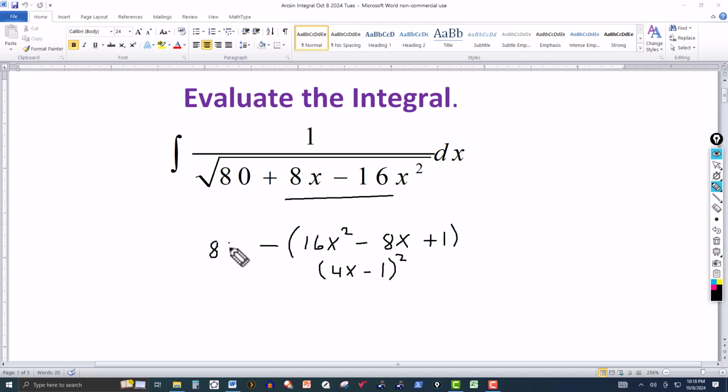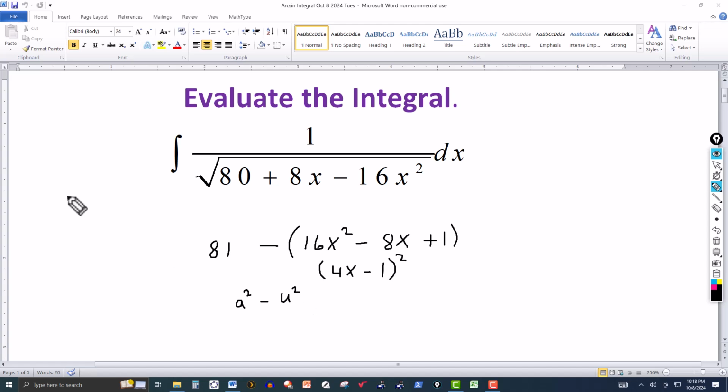this will be 81. Now that's the same thing as what I have in the radicand, just rewritten. Square this out and I'll get the 16x squared minus 8x plus the 1. You distribute the negative and you get that plus 8x and the minus 16x squared. And of course, the minus 1 and 81 gives 80. So that's the same thing. Now I have it in the form that we wanted. It's in the form a squared minus u squared.